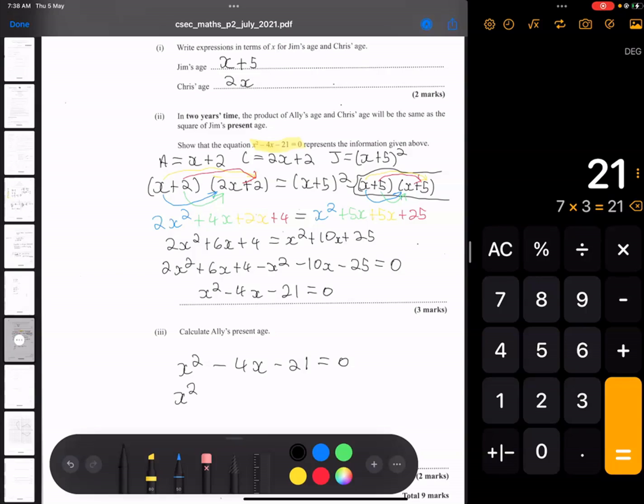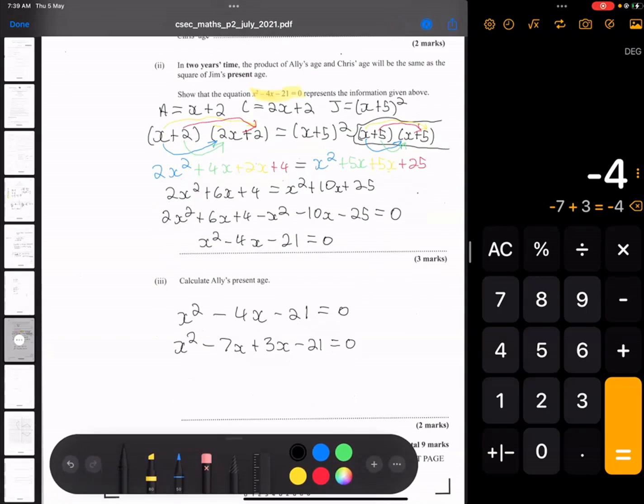So we're going to use those two numbers to give us back negative 4x. So we could rewrite it as negative 7x plus 3x take away 21. Alright, now yes indeed, let's just check. Negative 7 plus 3 indeed gives us negative 4. Alright, let's continue.